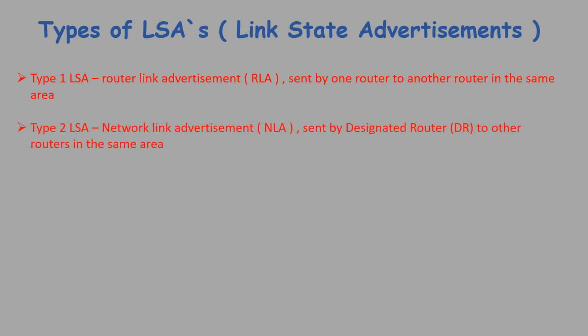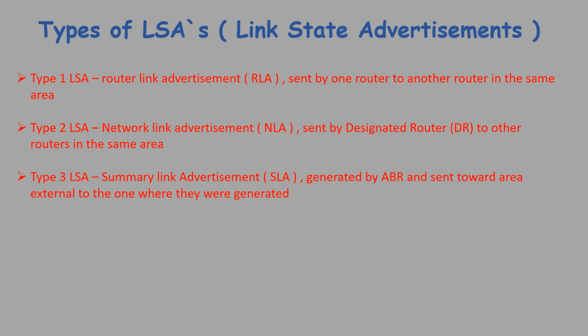Type 2 LSA, also known as Network Link Advertisement or NLA. A Type 2 LSA is generated by designated routers to send out information about the state of other routers that are part of the same network. Type 2 LSAs are flooded across their own area only. Type 3 LSA, also known as Summary Link Advertisement or SLA. A Type 3 LSA is generated by an area border router and sent towards the area external to the one where it was generated. It contains the IP information and router ID of the area border router that is advertising the Type 3 LSA.